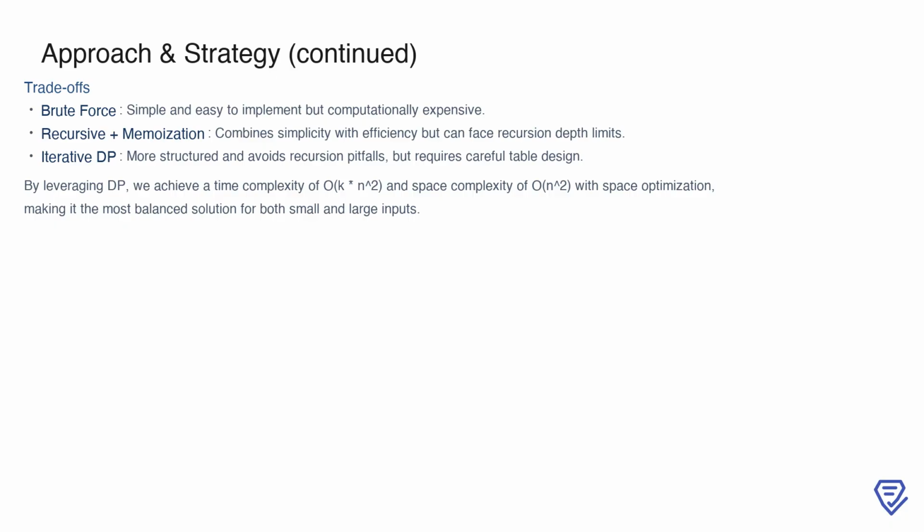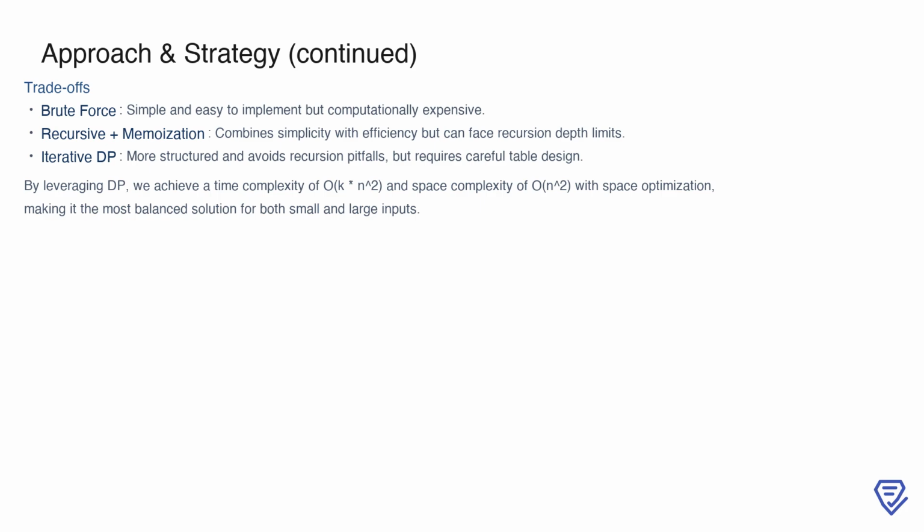By choosing the iterative DP approach, we strike a balance between time and space efficiency. With a time complexity of O(k*n^2) and space complexity reduced to O(n^2) through optimization, this method is well suited for solving the problem across a broad range of input sizes, from smaller boards to larger ones requiring many moves. This balanced solution ensures the knight's probabilities are computed accurately and efficiently, making it the most robust choice for this problem.